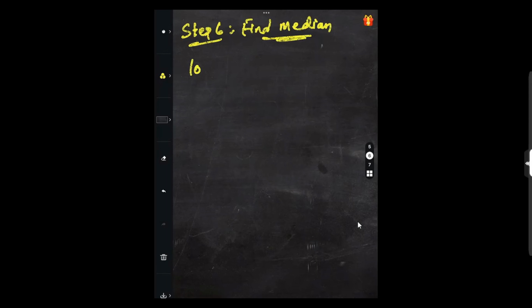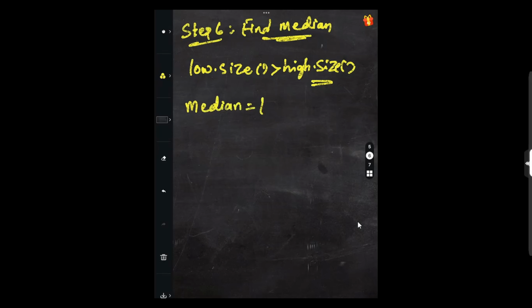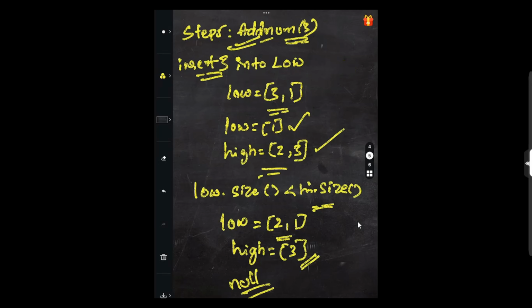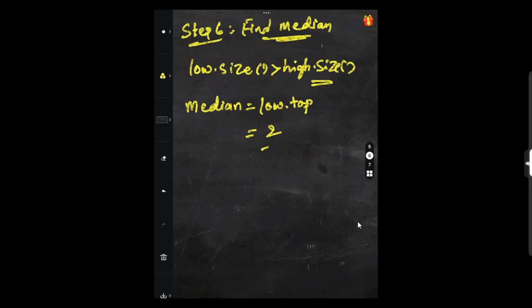We know that one thing here: the size of the low is greater than the size of the high. So the median will be low.top. In this case, the median will be low.top. We know that at the top it is 2. You can clearly see low.top, nothing but the first element, is 2 in this case. So 2 will be the output.